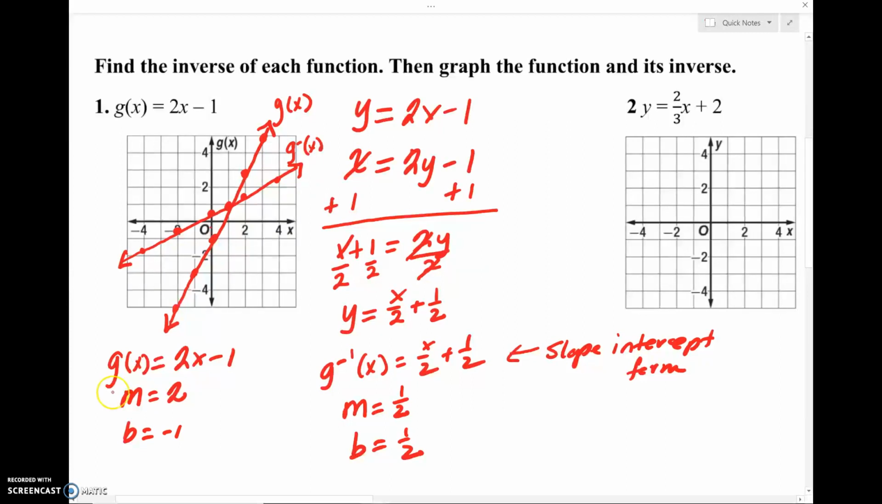So for this problem, g of x equals 2x minus 1 has an inverse of x over 2 plus 1/2.